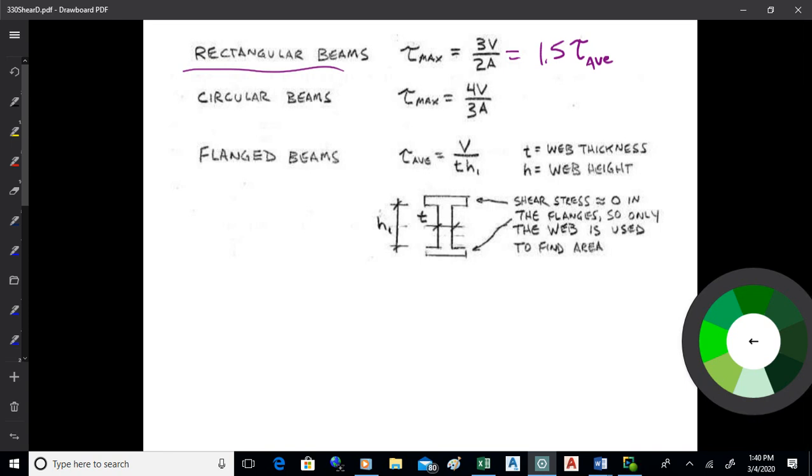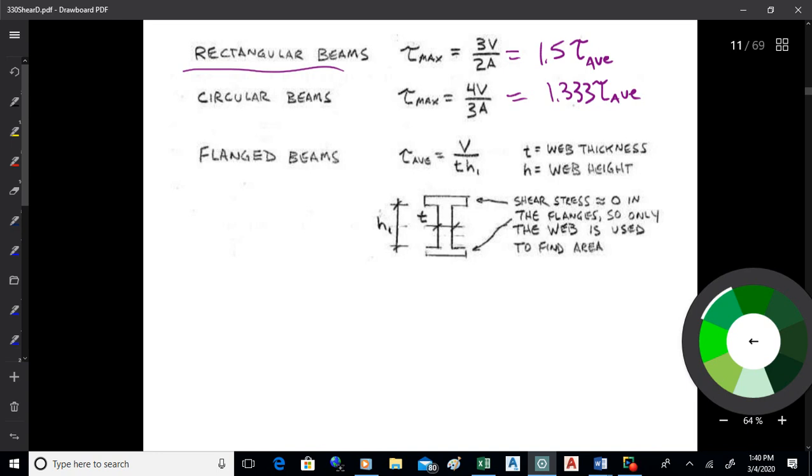I don't know if that's super precise. I think that's kind of empirically derived. Okay, pretty good way of figuring it up. Same thing for a circular beam. It's 1.33 times tau average, okay, because V over A is tau average.